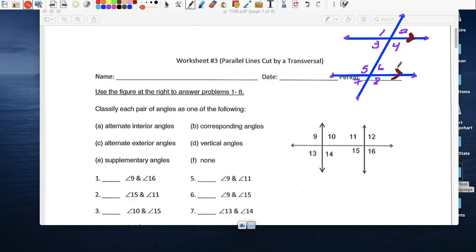So when that happens, it creates a special relationship between the angles that are formed. You see that there are four angles at the top: 1, 2, 3, 4, and 5, 6, 7, 8 at the bottom. Notice that in class today, I told you, what could happen if I took a scissor and cut it right here? I could move the bottom half to the top, and it would be exactly on top of each other, right?